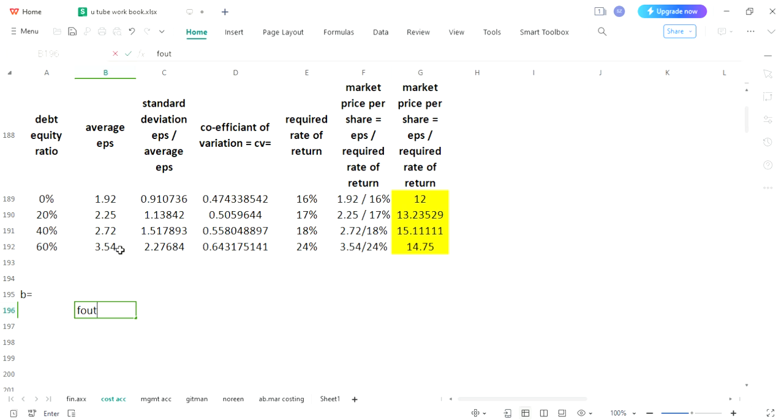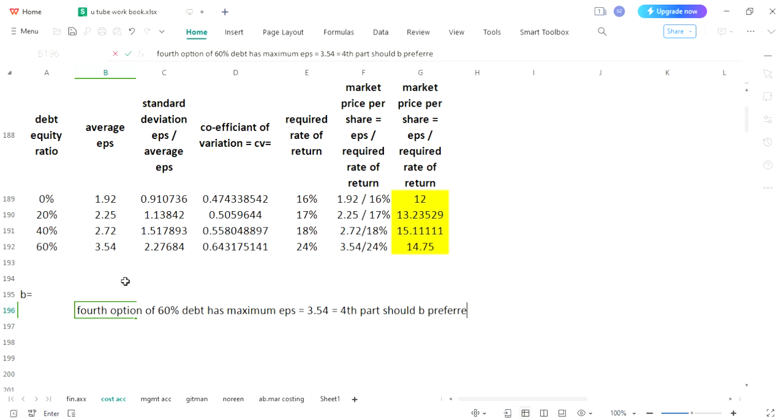Fourth option of 60% debt has maximum EPS, that is, this is your maximum EPS 3.54. So fourth part should be preferred because EPS is the highest. Look over here, average EPS 3.54 is highest for the fourth part where 60% was debt.